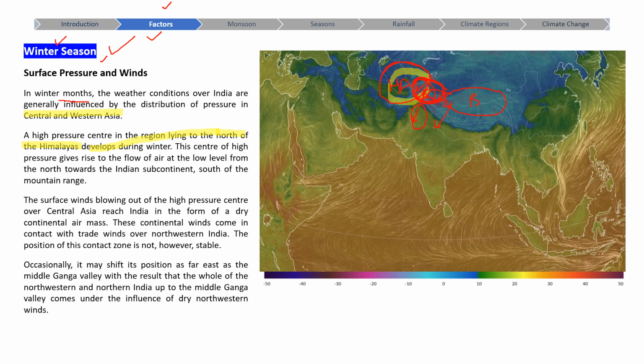If they are descending in this part, the temperature will decrease sharply here. And these meeting points may be here also, in the middle Ganga area. So here also, this is known as a cold wave, as you know. Very cool temperature will be here. So this is during the winter season, surface pressure and winds.